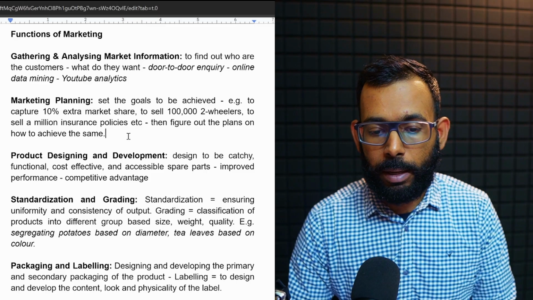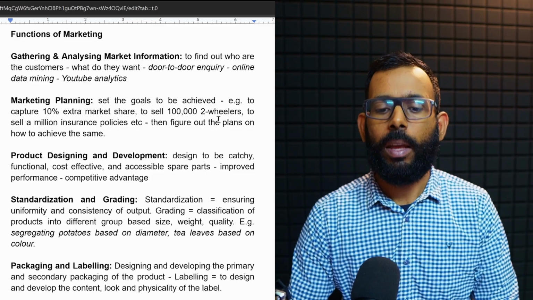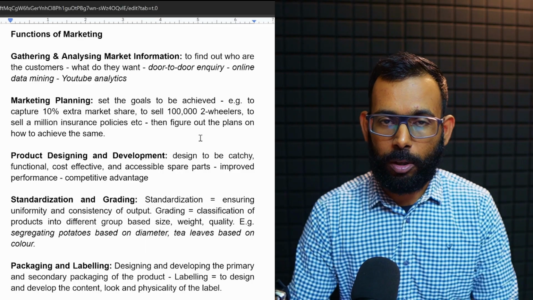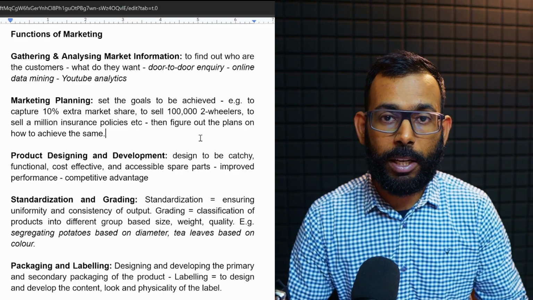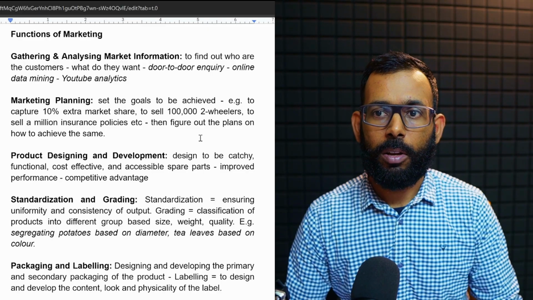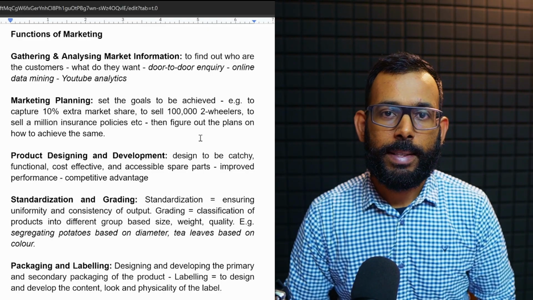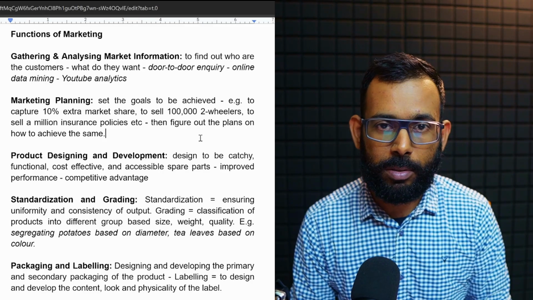Second point, marketing planning. Set the goals to be achieved. Every company needs basic goals. Every management needs basic goals. Even at the beginning of business studies, in the chapter on management, we saw management is about setting up a system for which there is a particular goal to be achieved.